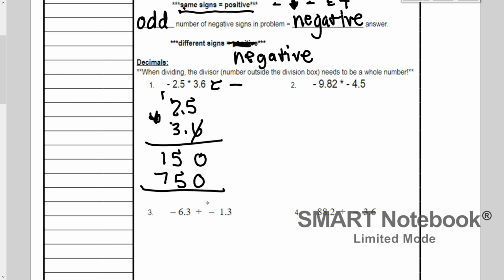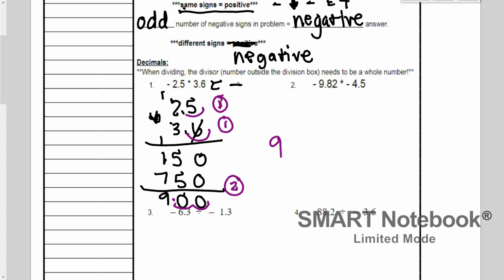Add those up. 0 plus 0 is 0. 5 plus 5 is 10. Write my 0, carry my 1. 7, 8, 9. Okay, now remember how we move our decimal back in? We look to see how many numbers are behind the decimal in each number in our problem. Add those up, so we would have 2 decimal places in our answer. So we start at the end, we move it in 1, 2. So our answer is 9.00, which is just 9.